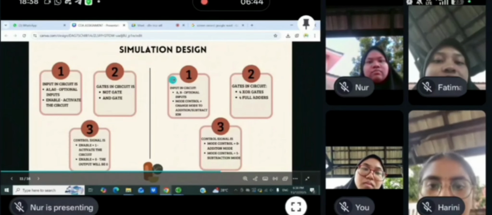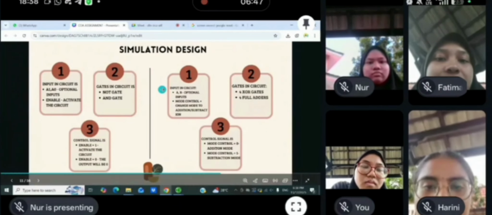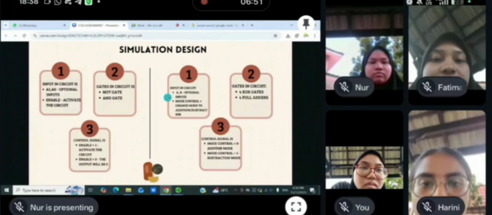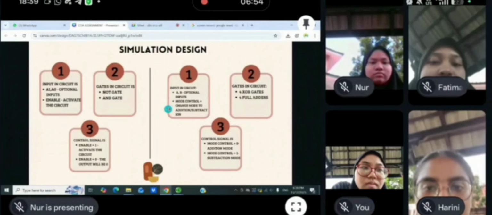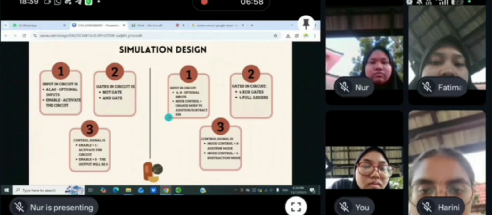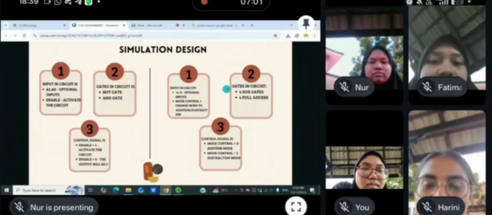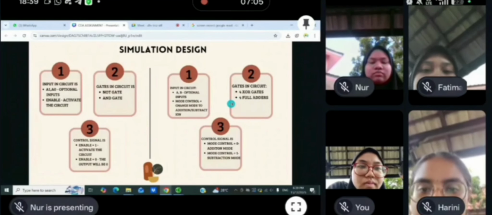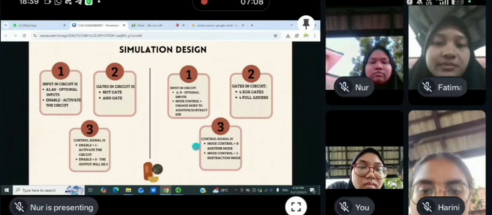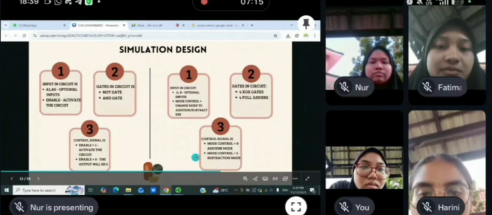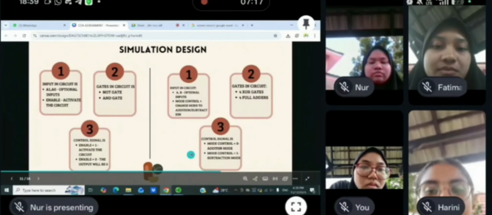For the 4-bit adder simulation design, the inputs in the circuit are A and B. Mode control will change the mode to addition or subtraction. The gates in the circuit are 4 XOR gates and 4 full adders. For the control signal, if the mode control is 0, it will be addition mode. And if the mode control is 1, it will be in subtraction mode.